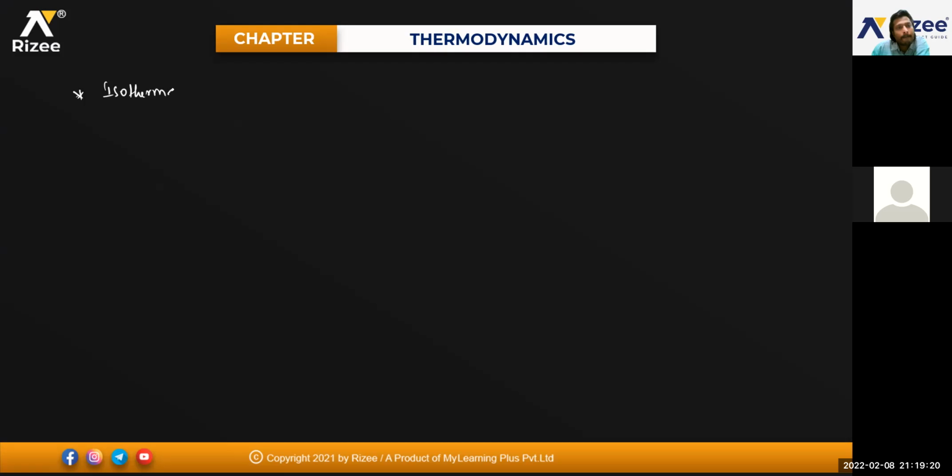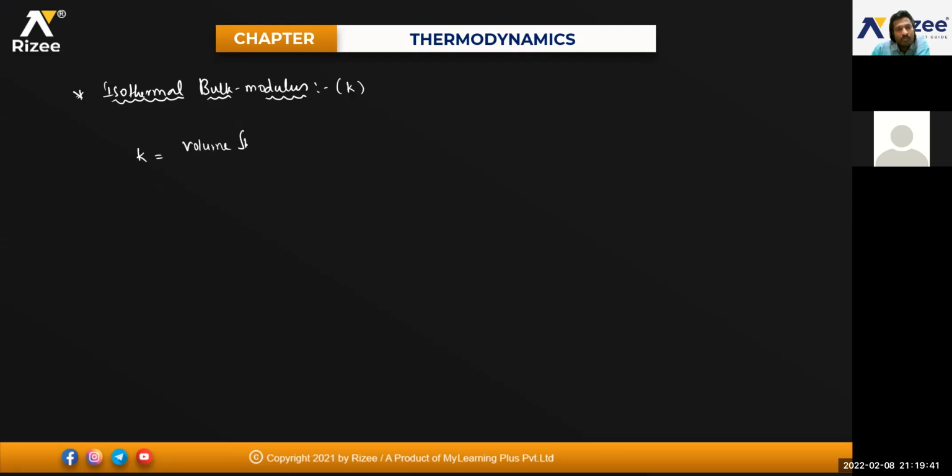Isothermal bulk modulus. That is K. Now see, K is equal to volume stress divided by volume strain. That means K will be equal to P divided by minus delta V divided by V.